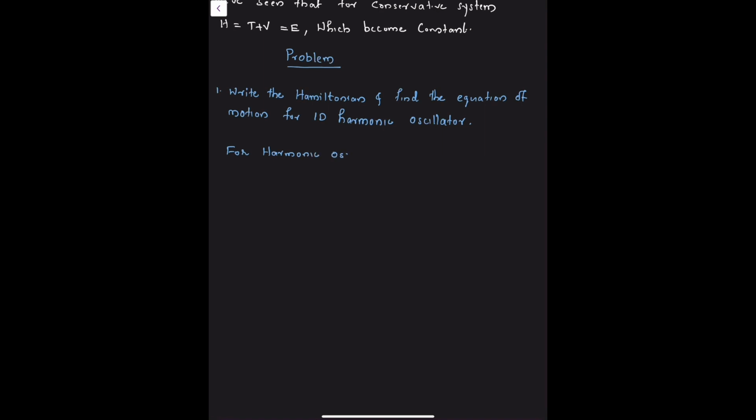We can solve this problem using Newtonian mechanics, Lagrangian dynamics, and also using Hamiltonian dynamics. In the present case, we are solving the problem using Hamiltonian dynamics. Let us start from the kinetic energy. For a one-dimensional harmonic oscillator, the kinetic energy is nothing but half m x dot square, and the potential energy is half kx square.